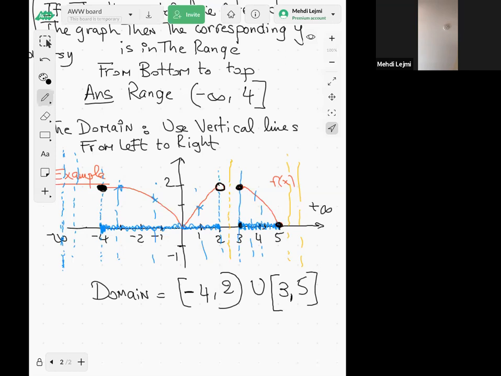So I'm using vertical lines. I go from the left to the right. Whenever I have intersection with the graph, then the corresponding x value would be in the domain. Sure. Any other question, guys? All right.